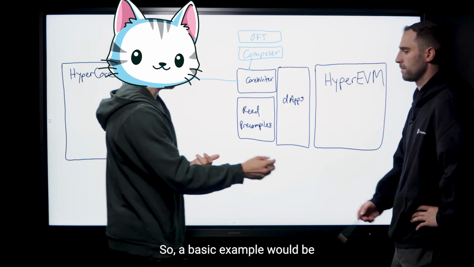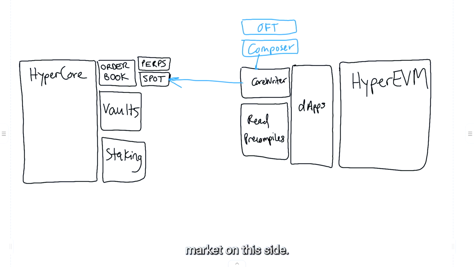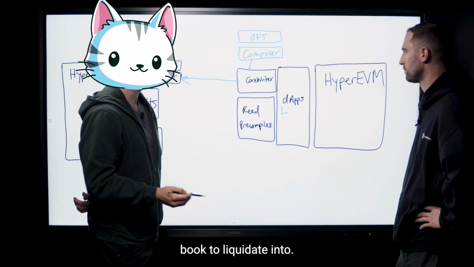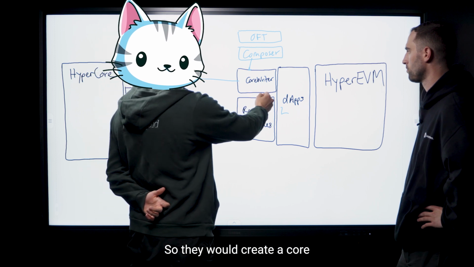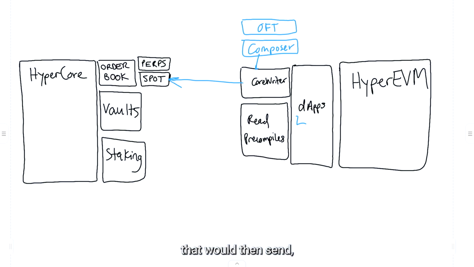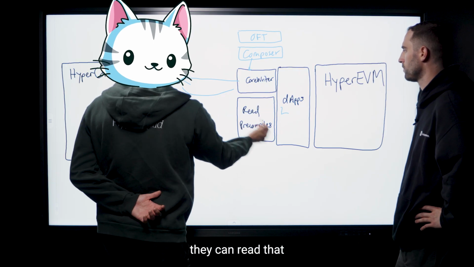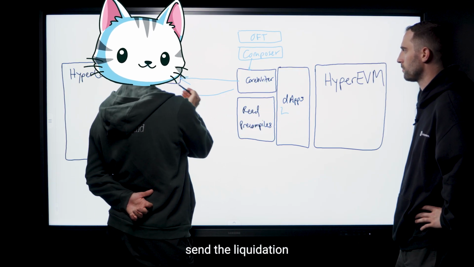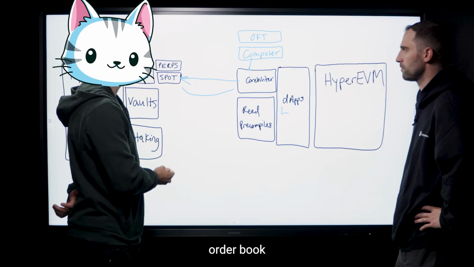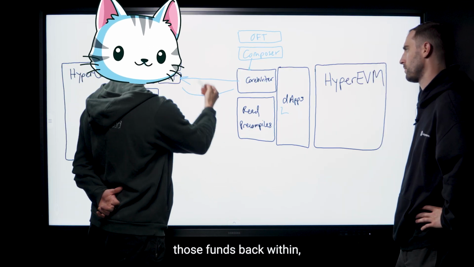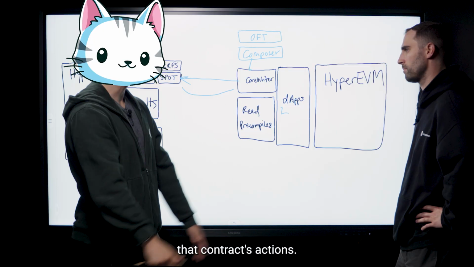So a basic example would be you have the lending market on this side. So we'll just go with L. It wants to interact with the spot books because it's a deeper, more liquid book to liquidate into. So they would create a core writer action that would then send a sell order, for example, if they're going to be liquidating into the spot order book. They would send funds from their app through a core writer. They can read that the funds are there, and then they can send the liquidation directly to the spot order book and then send those funds back within that contract's actions.